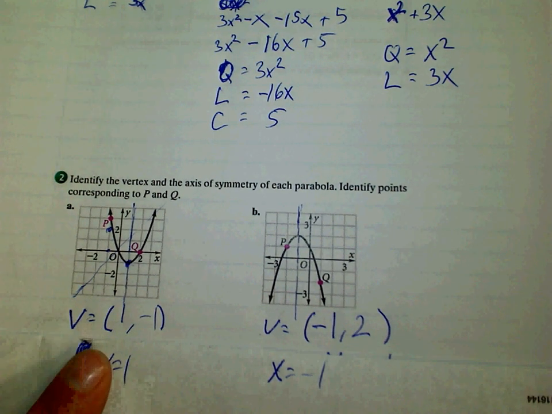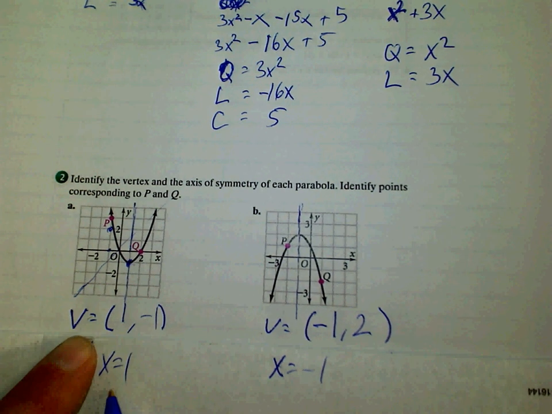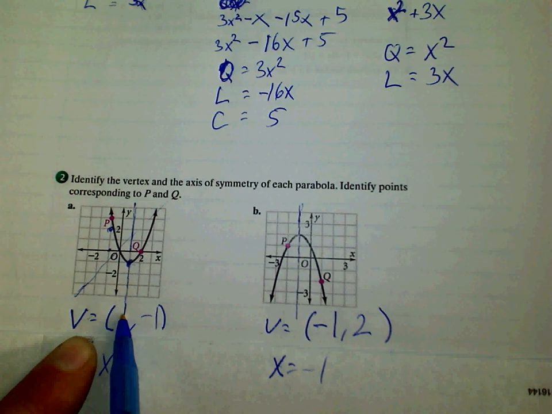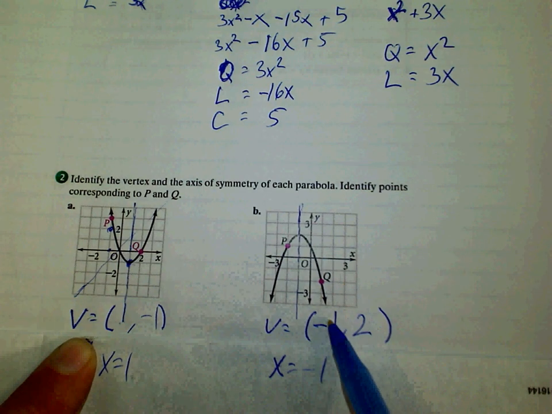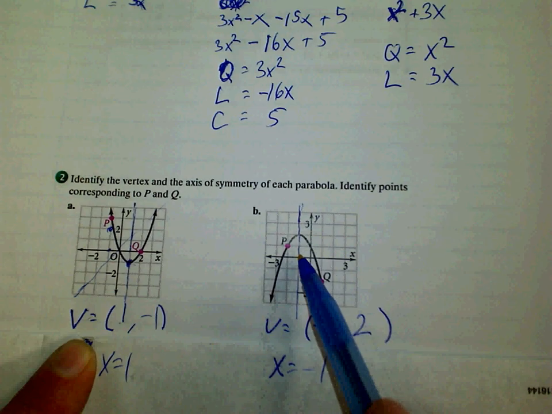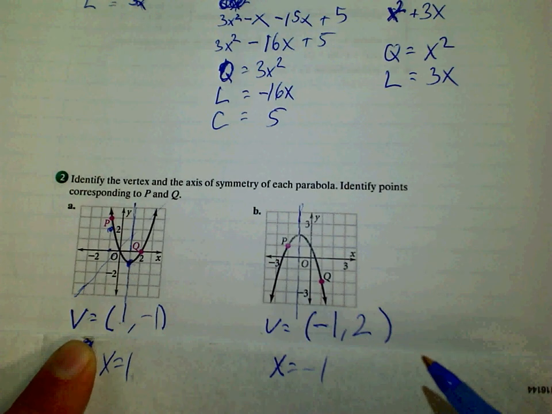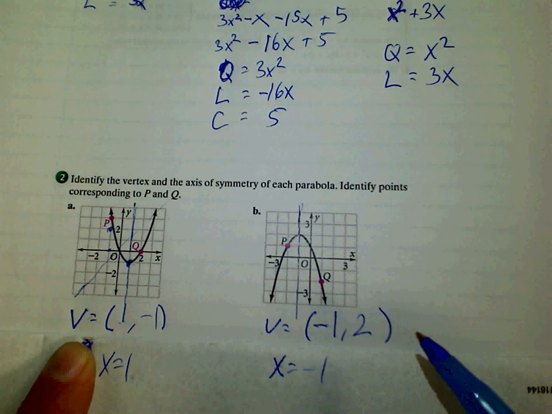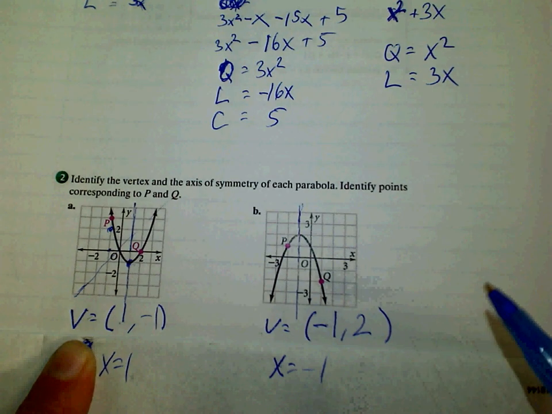And you notice that the x coordinate of the vertex is on the axis of symmetry at x equals 1. Over here, the x coordinate of this vertex is -1, which also falls on the axis of symmetry of x equals -1. Those always have to be that way, because your axis of symmetry always goes through your vertex. Y'all good with that? Okay. We'll stop right there for just a second.